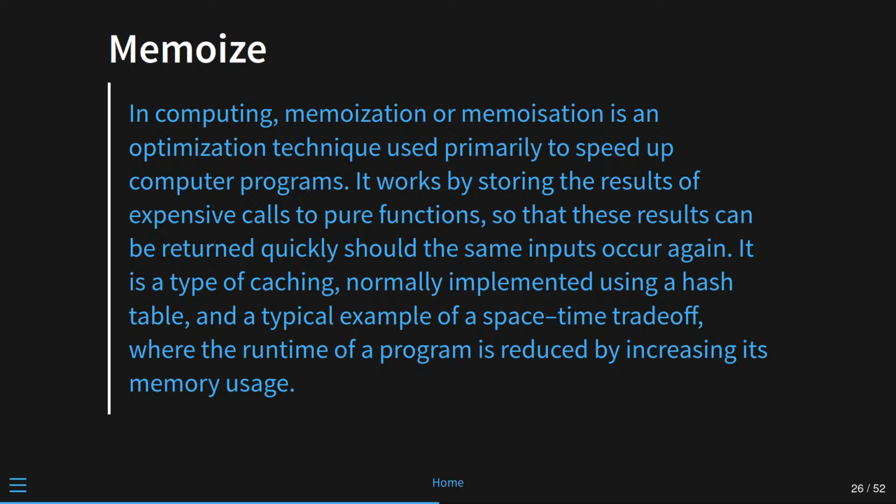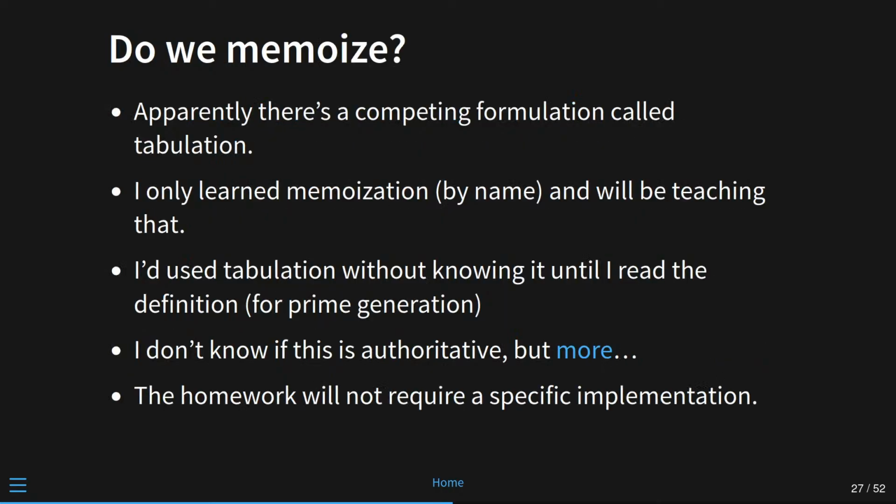It works by storing the results of expensive calls to pure functions, which means it's no longer a pure function itself because it's storing results, so that these results can be returned quickly should the same inputs occur again. It is a type of caching, normally implemented using a hash table. It is an example of trading space and time. The more memory space you have for your memoization, the faster your code can run, but memory is also not free. So at some point we're going to have to pay for all of this. The runtime of a program is reduced by increasing its memory usage.